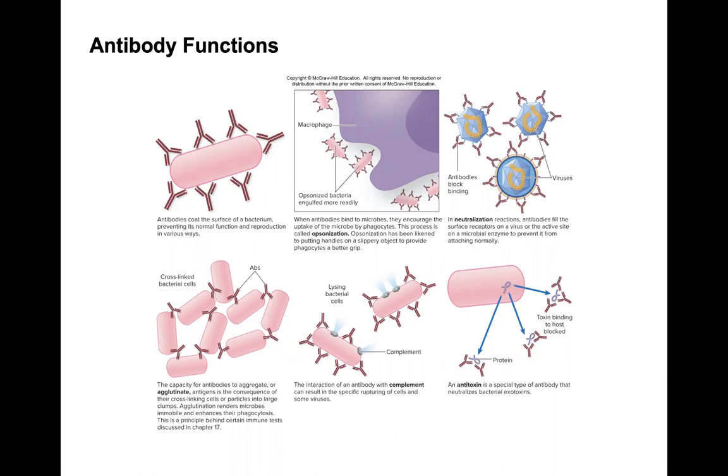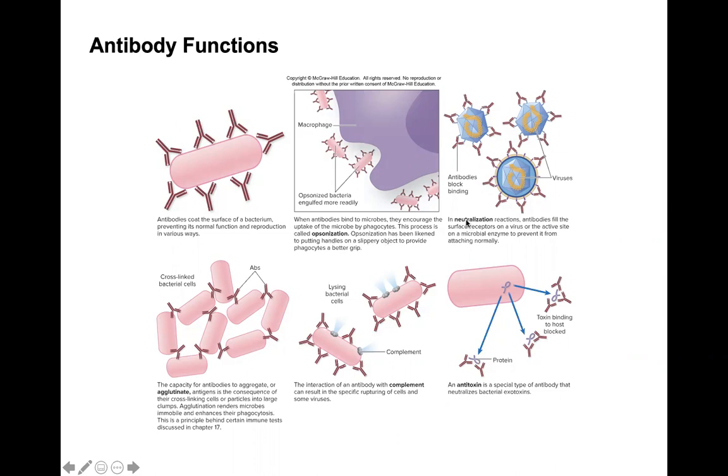Well, first, antibodies can coat the surface of a bacterium, preventing its normal function and reproduction in various ways. For example, when antibodies bind to microbes, the antibodies will then encourage the uptake of the microbe by a phagocytic cell, essentially by flagging them. Picture this as like little red flags now all around this thing. This process is called opsonization. Opsonization has been likened to putting handles on slippery objects to allow the phagocytes to get a better grip.